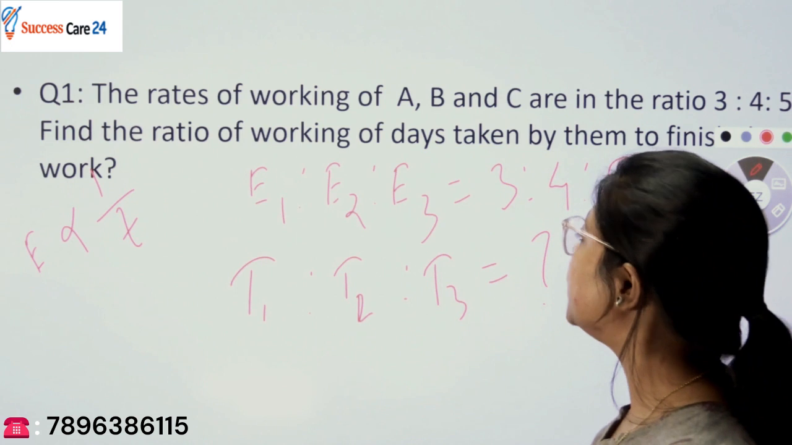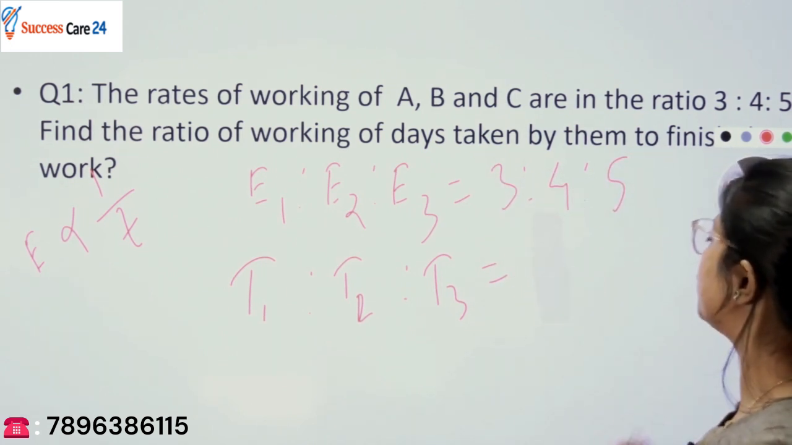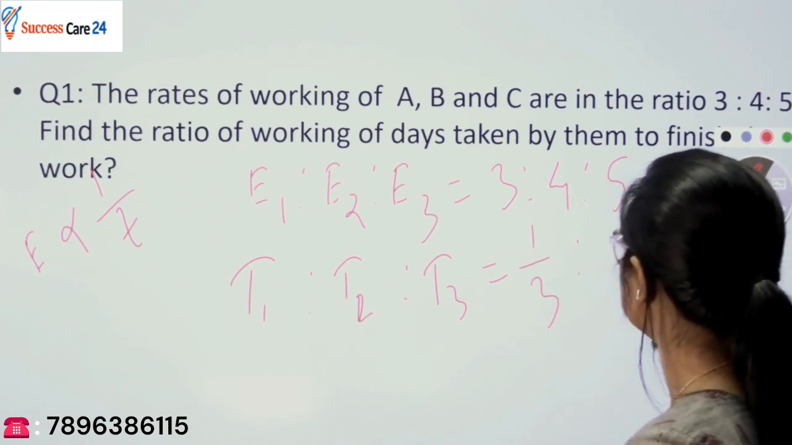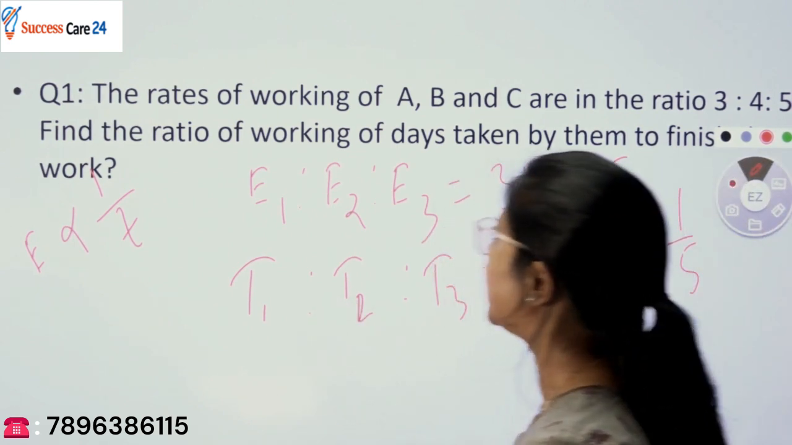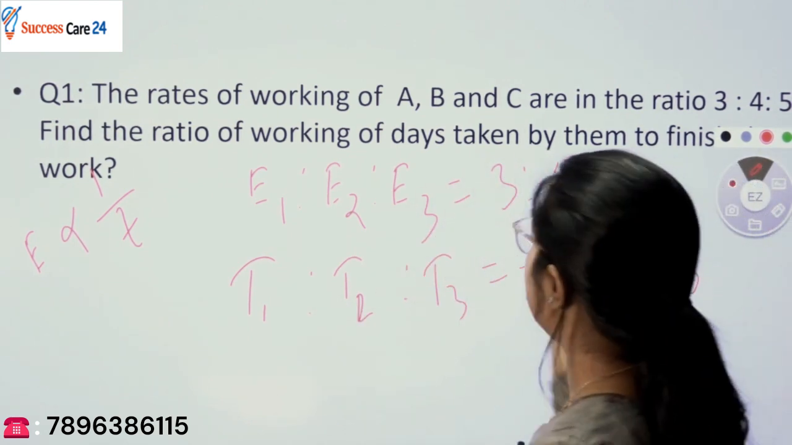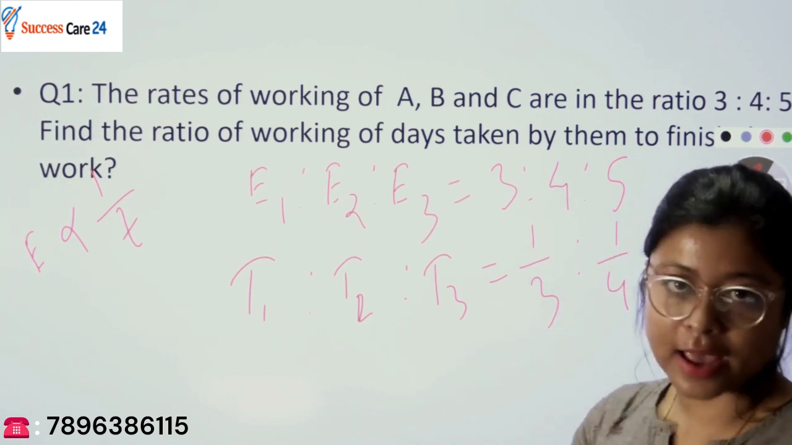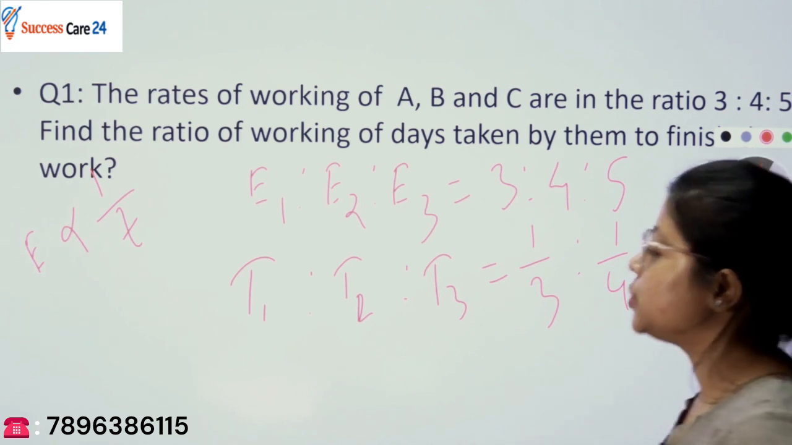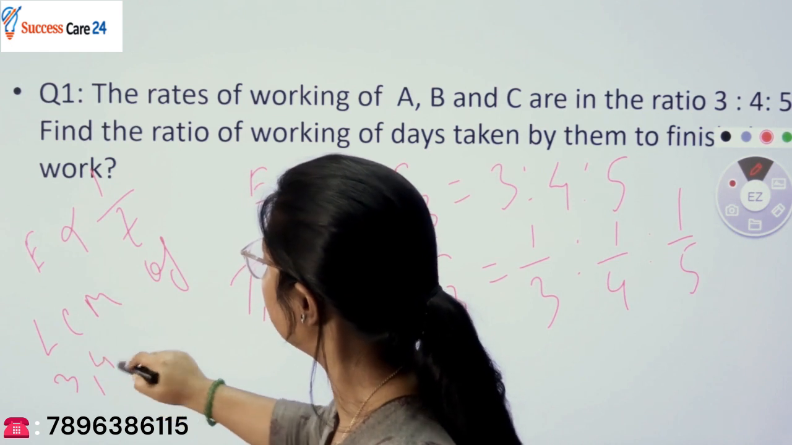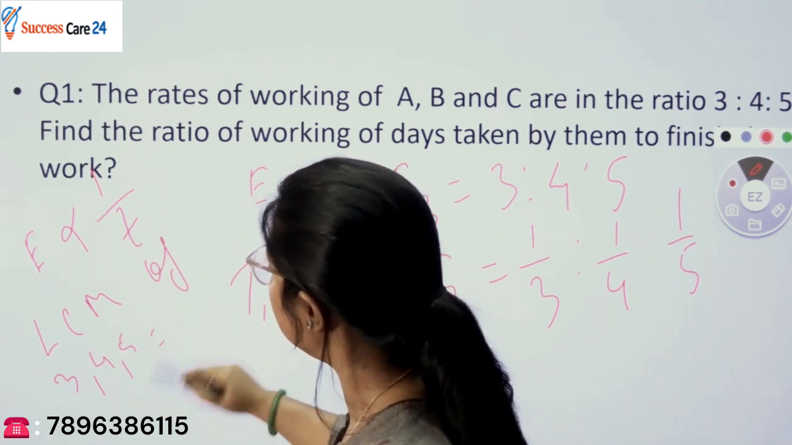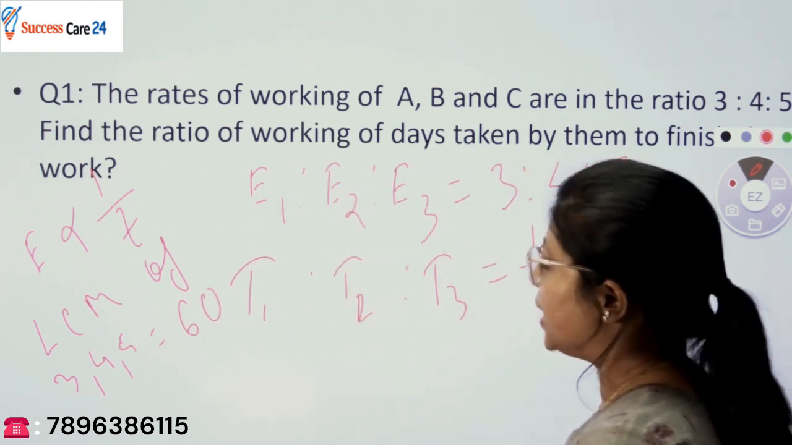So what do we need to do? You are given the ratios 3:4:5, so you need to take the inverse ratios of this. The inverse ratios will give you the time taken by A, B, and C. For this, we need to take the LCM of 3, 4, and 5. So what would be the LCM of 3, 4, and 5? It would be 60, isn't it? So LCM would be 60.